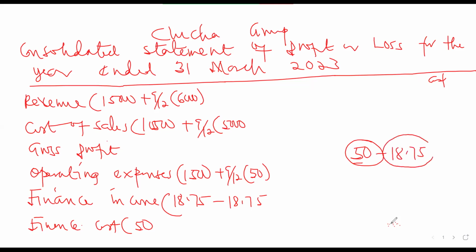Assuming this particular finance cost hasn't been incurred on the loan note to the parent, what would have been the finance cost for the full year? So you subtract the 18.75 from the 50. Then you get 31.25. That 31.25 now, what we want to do is this.